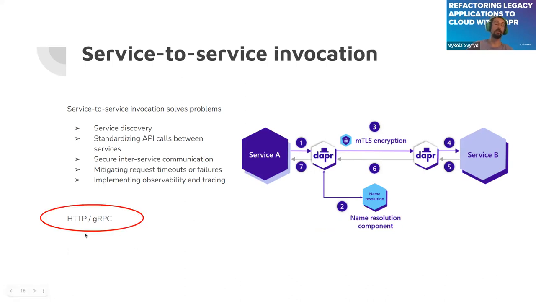So it supports communications through HTTP or gRPC if latency really matters and you want to decrease the latency as much as possible. And it actually solves the following problems, like service discovery. So you don't need to think about how to organize service discovery if you have multiple services and how service A should connect to service B. You don't need to think about the registry and discovery, Dapr just does it for you.